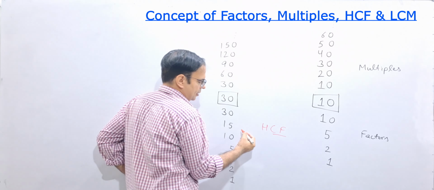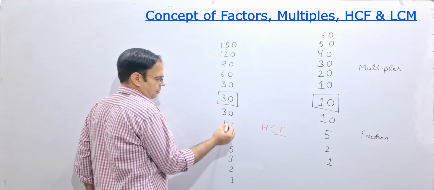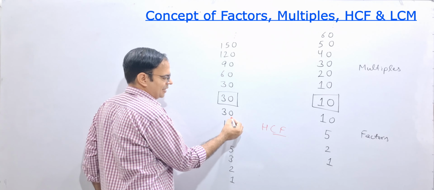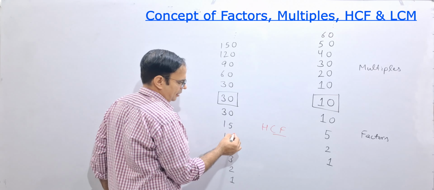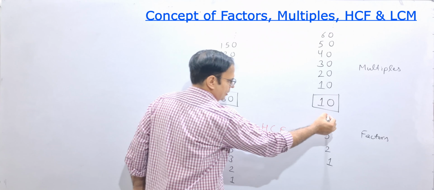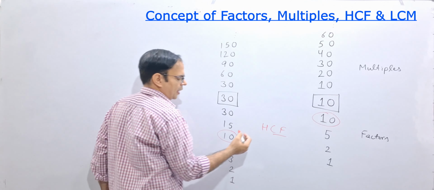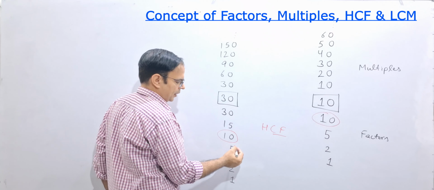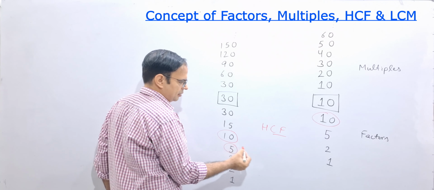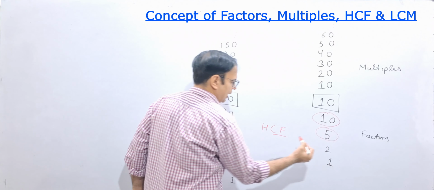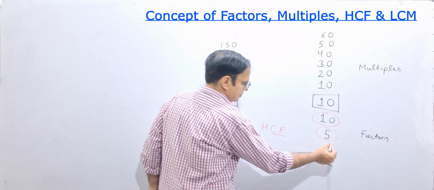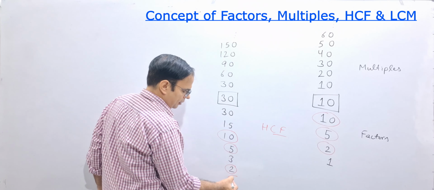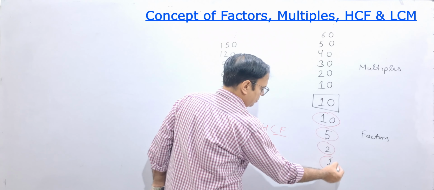So the common factors are: 30 is present here but not there. 15 is present here, not there. 10 is present here and here also, so it is a common factor. Then 5 is present here and there also. 2 is present here, there also. 1 is present here, there also.